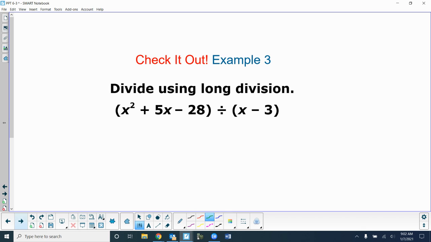X times X. X times negative 3. Correct. Nope. Where do you click it? Stop playing that noise. Minus a negative is what?